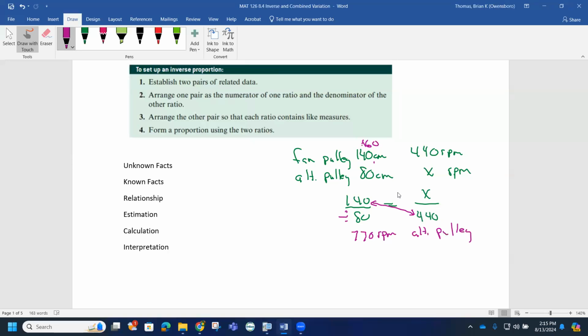As you double one, inversely happens over here. The other one actually doubles. So that's a way you can actually do some estimation. And I'm feeling pretty good about that 770 RPMs for the alternating pulley.